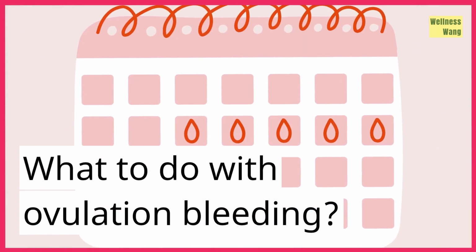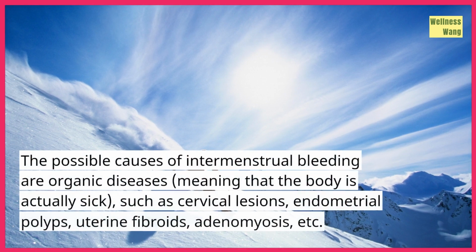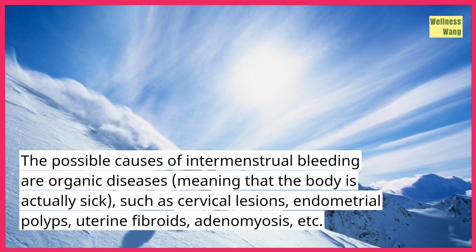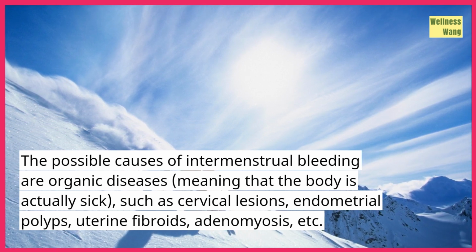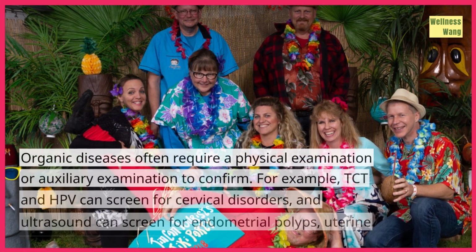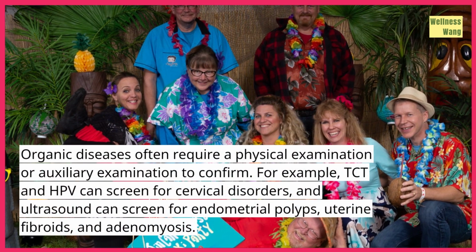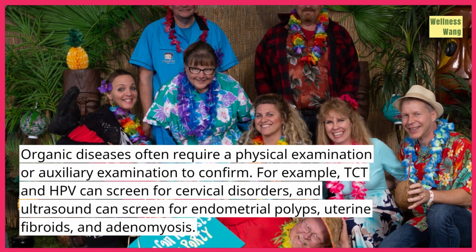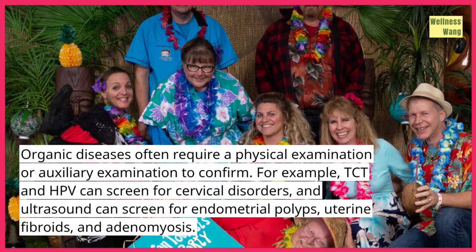What to do with ovulation bleeding? The possible causes of intermenstrual bleeding are organic diseases, meaning that the body is actually sick, such as cervical lesions, endometrial polyps, uterine fibroids, adenomyosis, etc. Organic diseases often require a physical examination or auxiliary examination to confirm. For example, TCT and HPV can screen for cervical disorders, and ultrasound can screen for endometrial polyps, uterine fibroids, and adenomyosis.